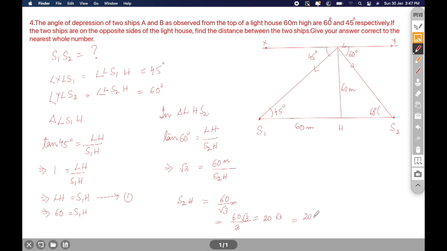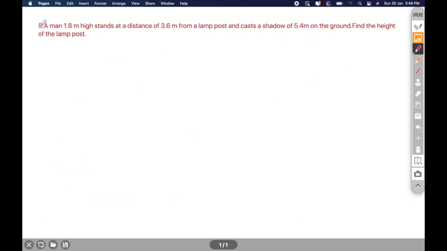So this is 20 into 1.732, which is equal to 34.64 meter. Therefore, S1S2 equals S1H plus HS2, that is 60 plus 34.64, giving us 94.64, which is equal to 95 meter. We have to give a whole number as the answer because the question says to the nearest whole number. Give your answer correct to the nearest whole number.